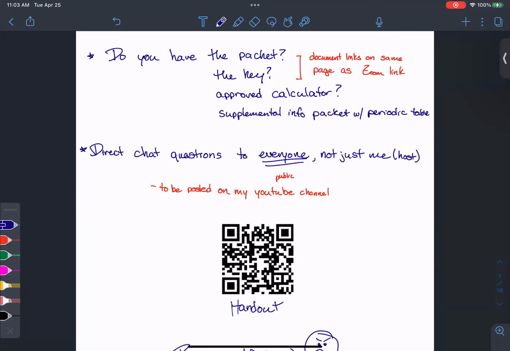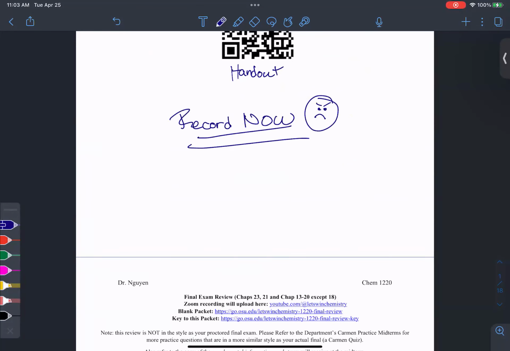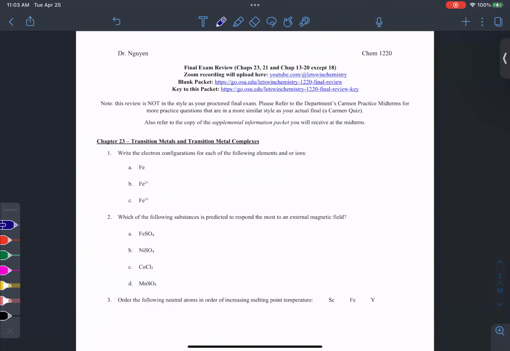So this packet is set up into two parts. I'm recording, right? Yes, recording. So the new chapter material, 23 and 21. Since that's new material, let's just start there. I'm not even going to give you the option. We'll go over the new material, and then we'll review some older midterm practice material that we covered in midterm 1, 2, and 3.